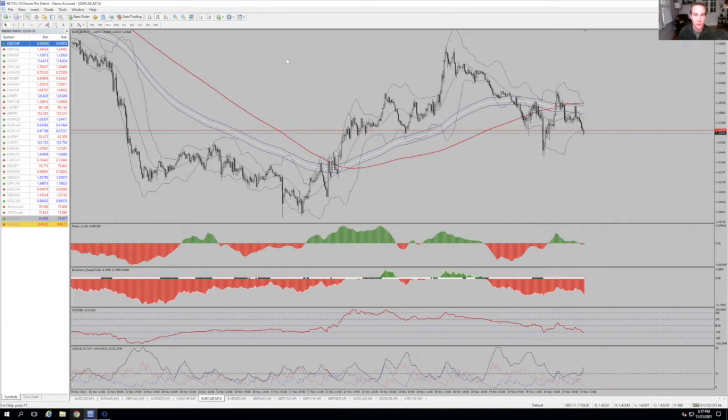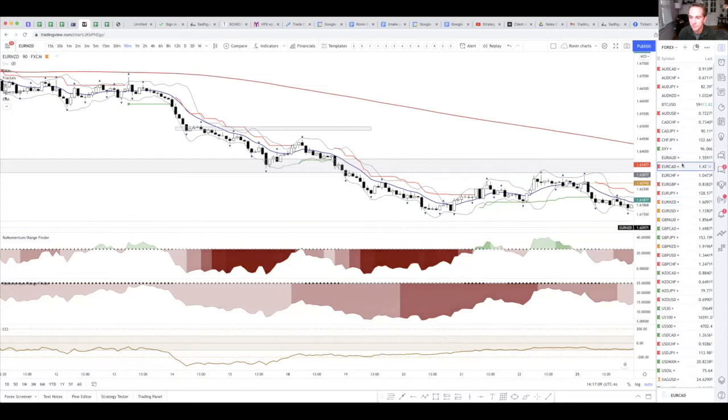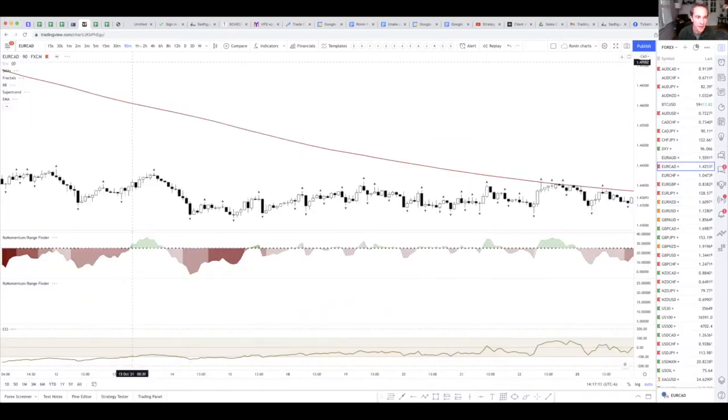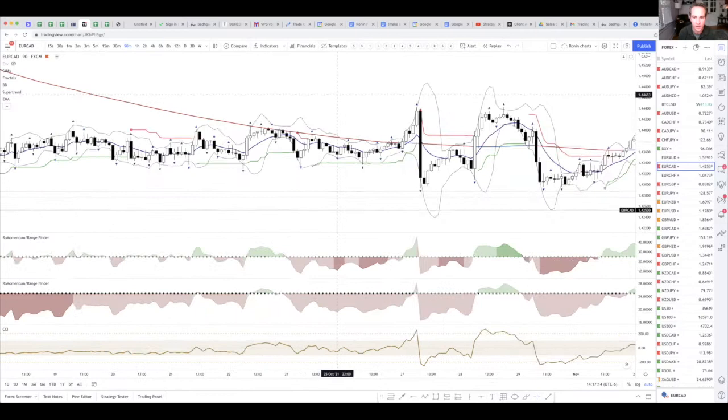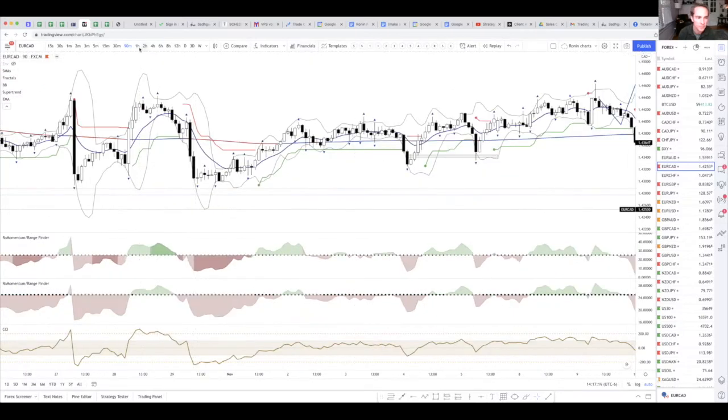Now if I was going to look at it on Trading View, I've got Trading View set up here. Here's my Trading View and EURNZD. But now we're at an hourly time frame. We'll take this down to an hour.